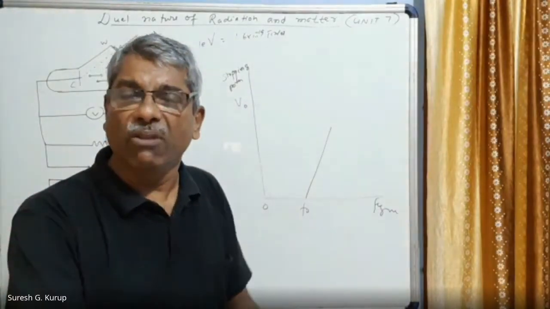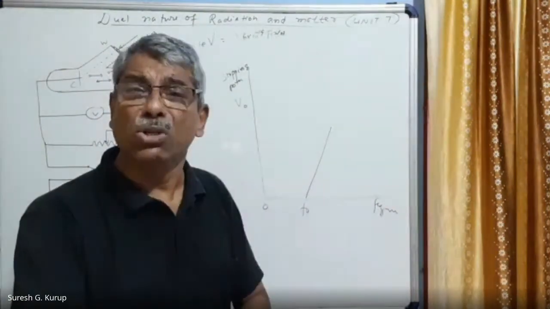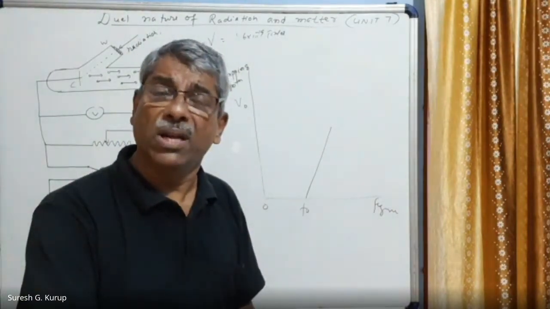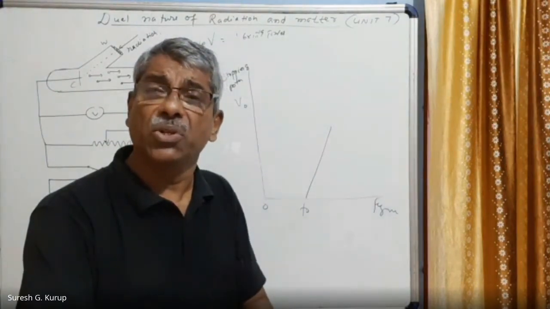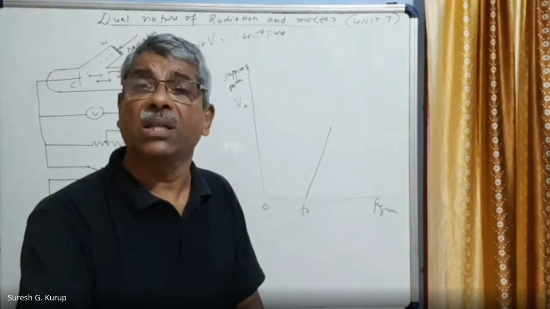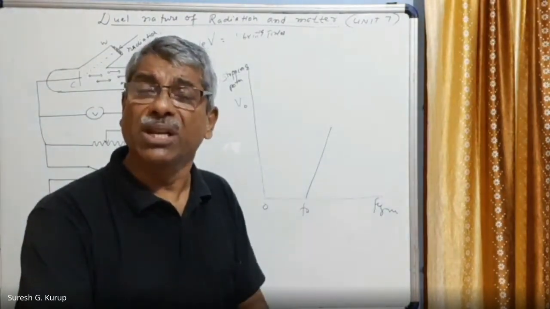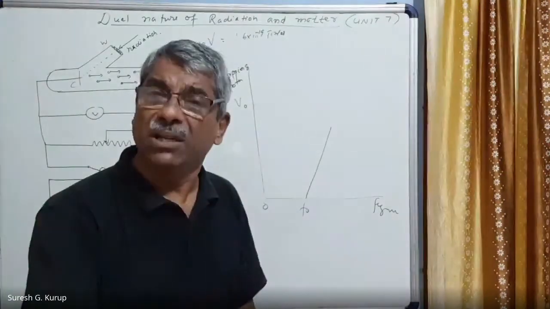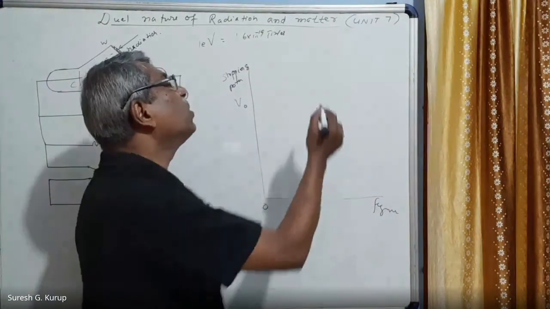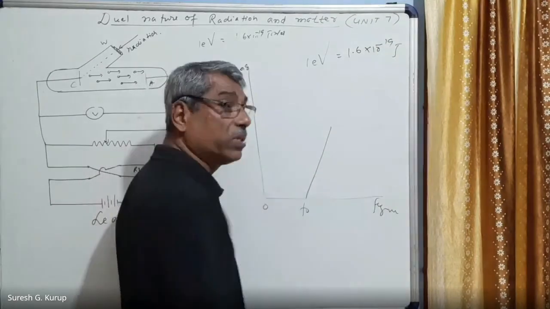The photoelectric effect is due to photoelectric emission. Photoelectric emission means the emission of electrons when radiant energy falls on it. Radiant energy is transferring energy. This energy is accordingly as the work function of the metal. The work function depends on the nature of the metal and the nature of the surface. Work function is measured in electron volts. One electron volt is equal to 1.6 into 10 raised to minus 19 joules. This everybody knows, right?